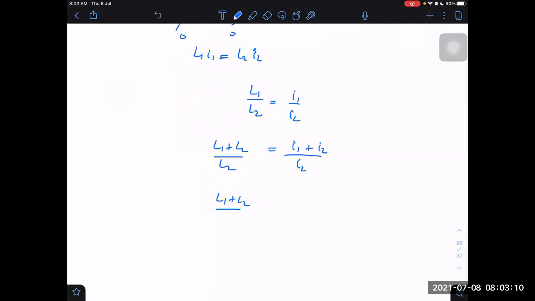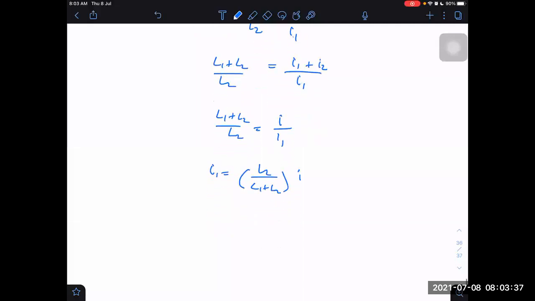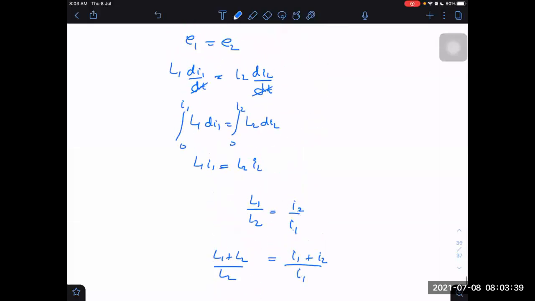L1 plus L2 by L2 is equal to I1 plus I2 by I2, and this I1 plus I2 is I total. So I1 will become L2 upon L1 plus L2 into I. We are getting the I1 value.